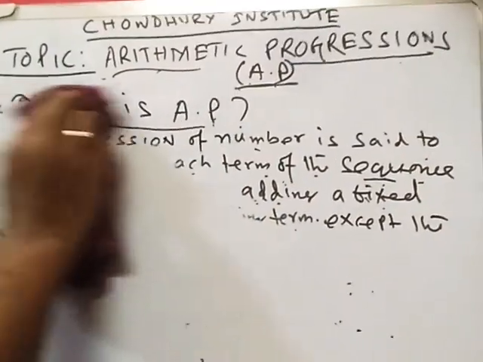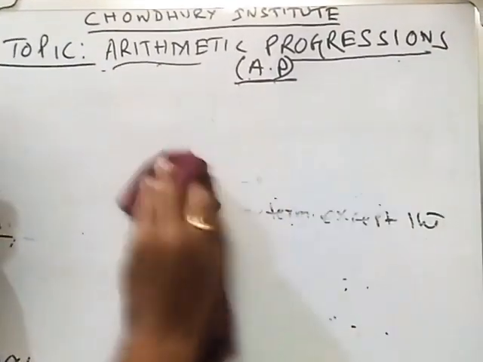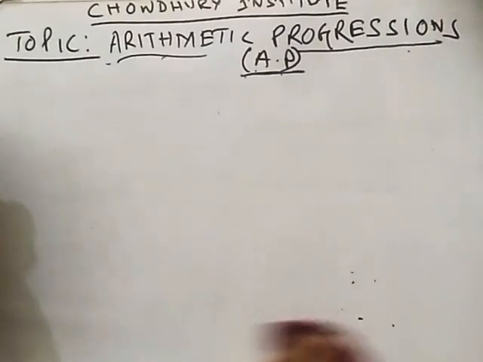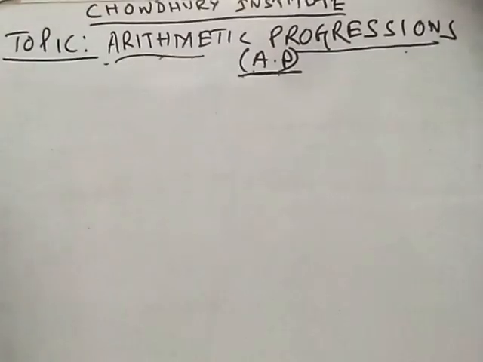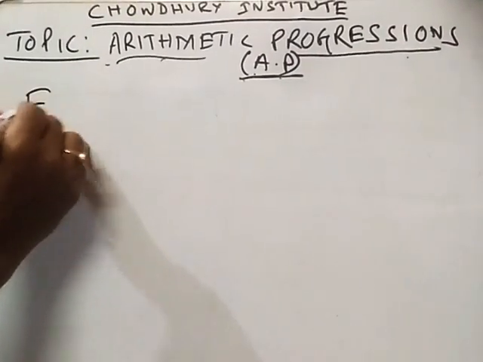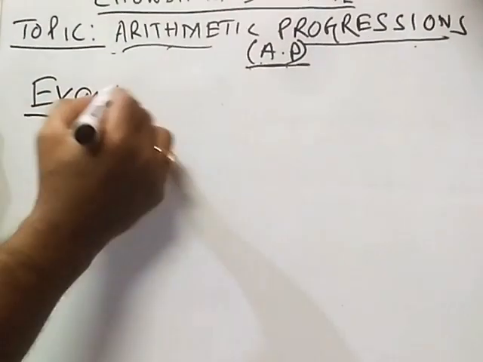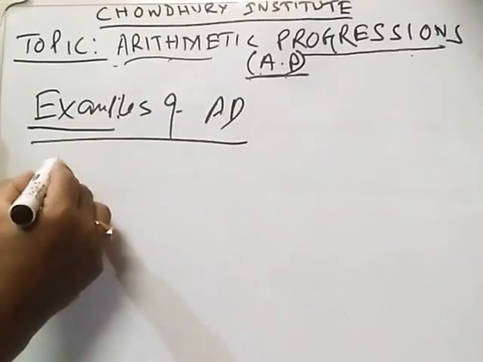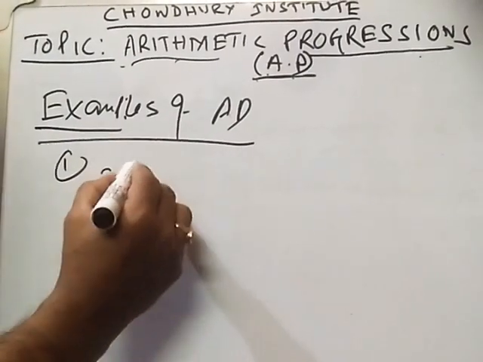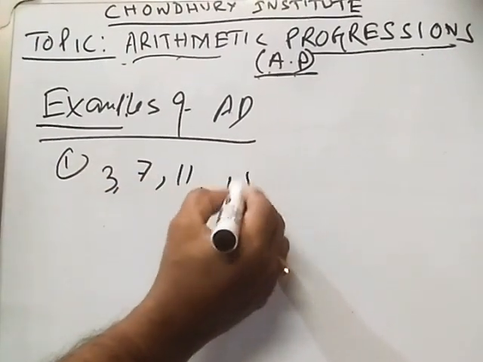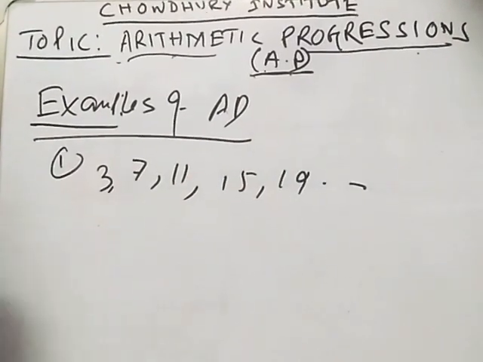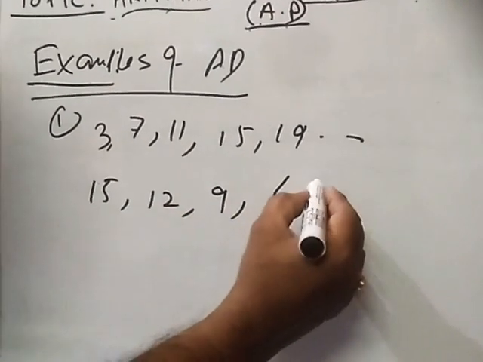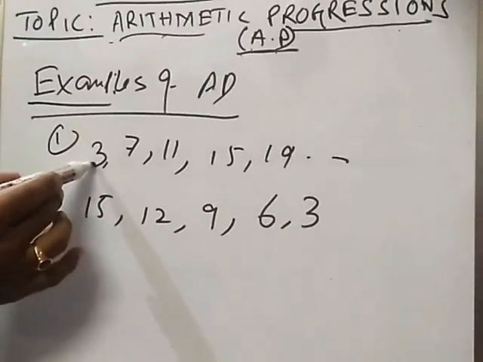This is a very important chapter. So listen very carefully. If you have any kind of doubt or any clarification, you can ask me. So AP, for example, examples of AP. A lot of examples I am giving. You write down: 3, 7, 11, 15, 19. Again you tell me: 15, 12, 9, 6, 3.